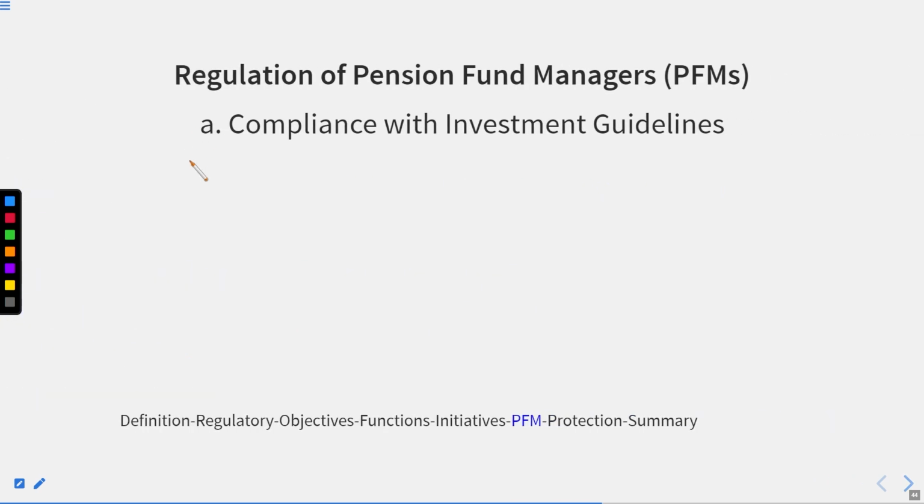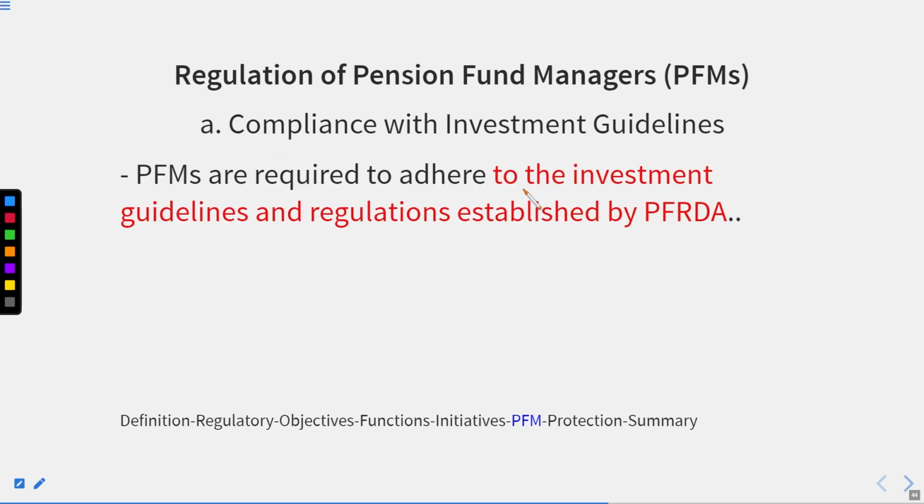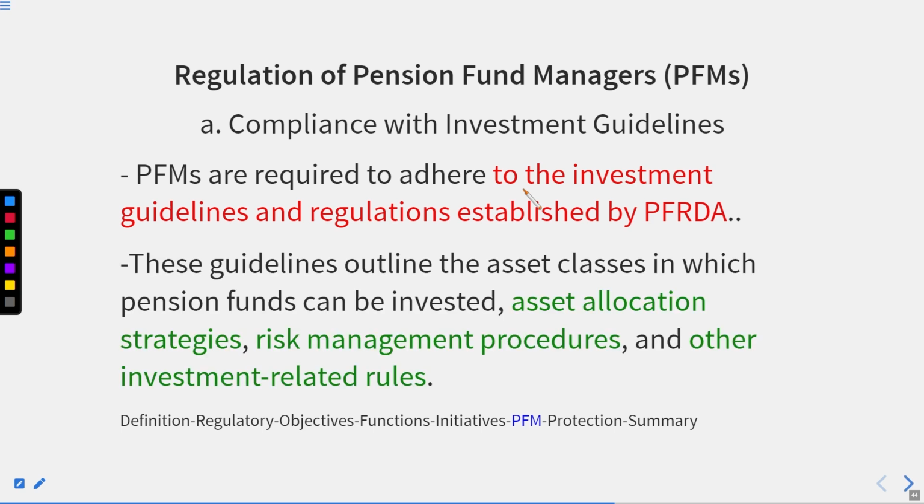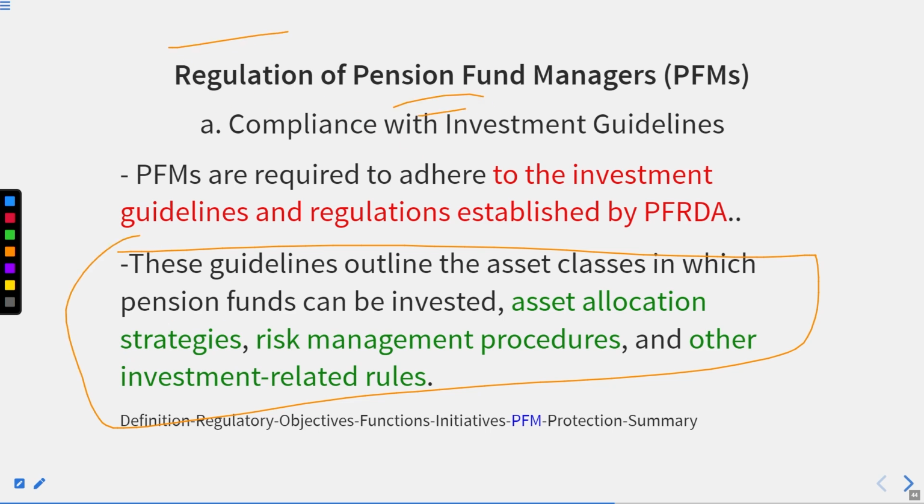Thereafter, what is the regulation of pension fund managers? We have gone through the selection process. Now it's the regulation process. First is compliance with investment guidelines. PFMs are required to adhere to the investment guidelines and regulations established by the PFRDA, because under these conditions only they have got the license. These guidelines outline the asset classes in which pension funds can be invested, asset allocation strategies, risk management procedures, and other investment related rules. All these guidelines are provided to the PFM, and they are required to ensure they comply with them.